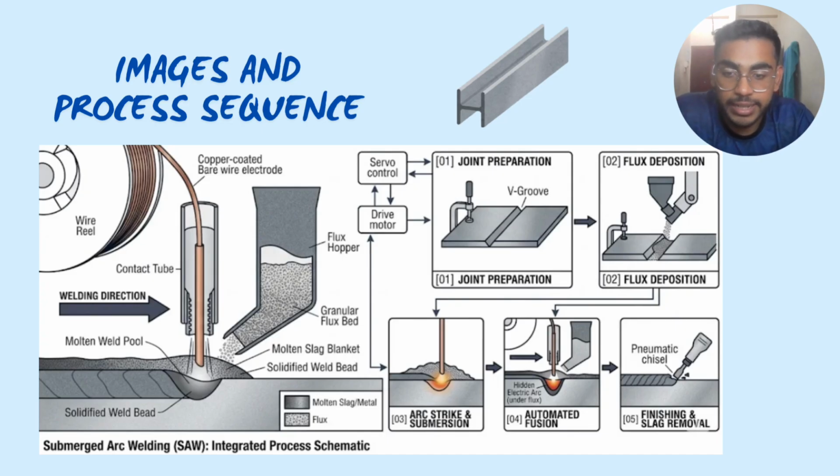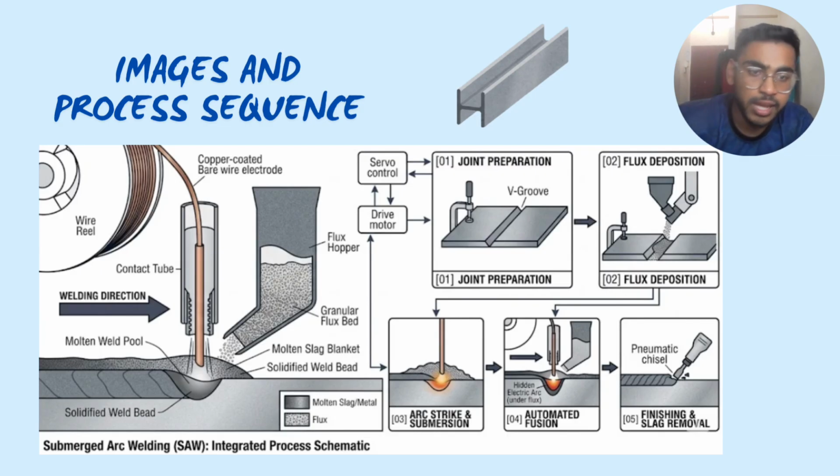The immense heat creates a hidden melt cavity forming a deep molten weld pool. Above it, the melted flux turns into a protective molten slag blanket which blocks out the atmosphere to prevent any oxidation or defects. To understand how this translates into an industrial process sequence, we can follow the flowchart blocks on the right. Step 1 is the joint preparation. The base metal plates are cleaned, aligned, and tightly clamped, and often machined with a V-groove to allow for deep penetration.